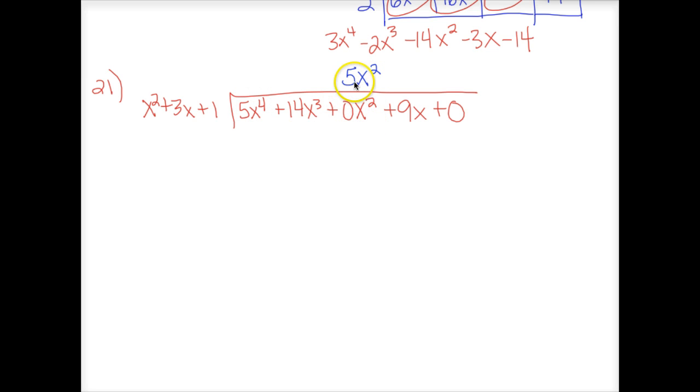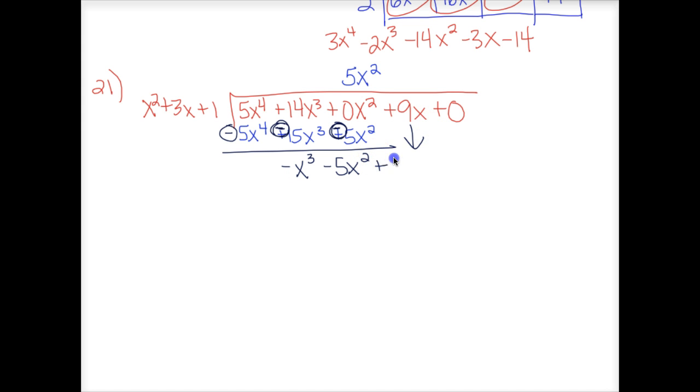Once you do that, the next step is to multiply. So multiply what's up here times what's in front. So 5x squared times x squared is 5x to the 4th. 5x squared times 3x is 15x cubed. 5x squared times 1 is 5x squared. Next, change the signs, all of them. And then add the columns. These cancel. This gives you negative x cubed. This gives you negative 5x squared. And then you bring down the next term.